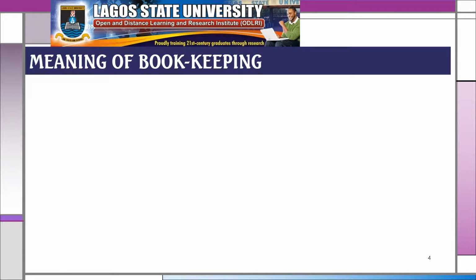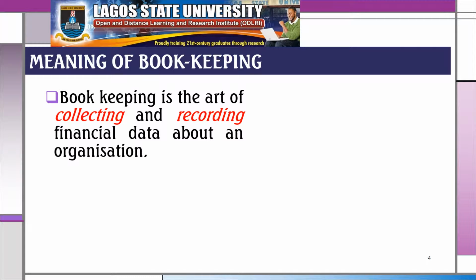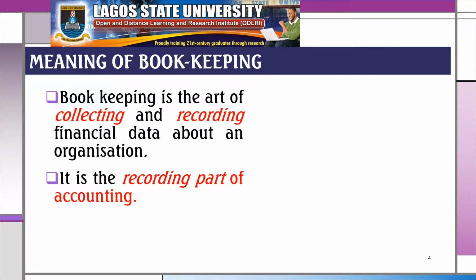Meaning of bookkeeping. Bookkeeping is the art of collecting and recording financial data about an organization. What do I mean by that? Bookkeeping serves as the first stage of the recording or accounting process that we are talking about. The person that performs such a function might be referred to, in some cases, as a bookkeeper, in some cases as an account clerk. It is the recording part of accounting.